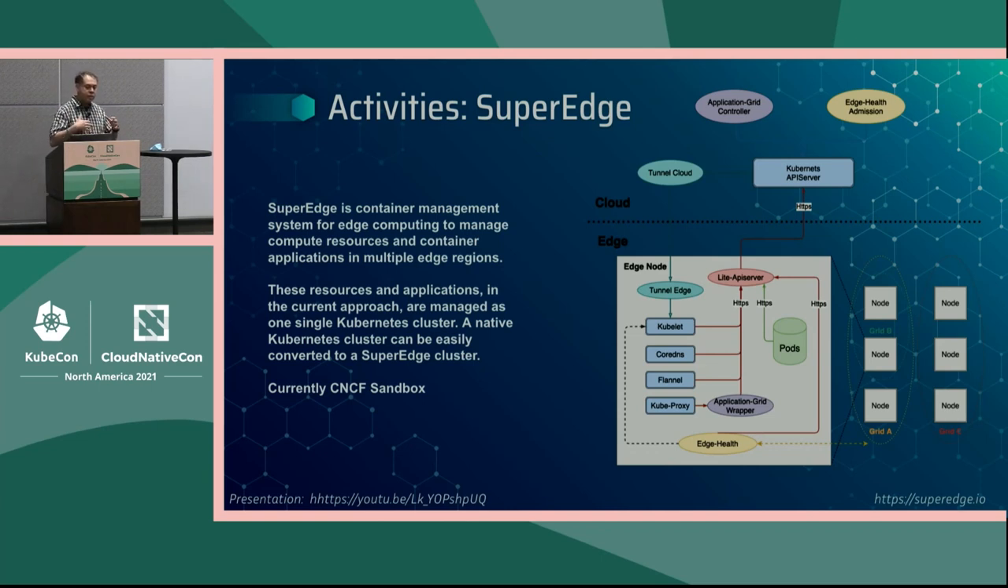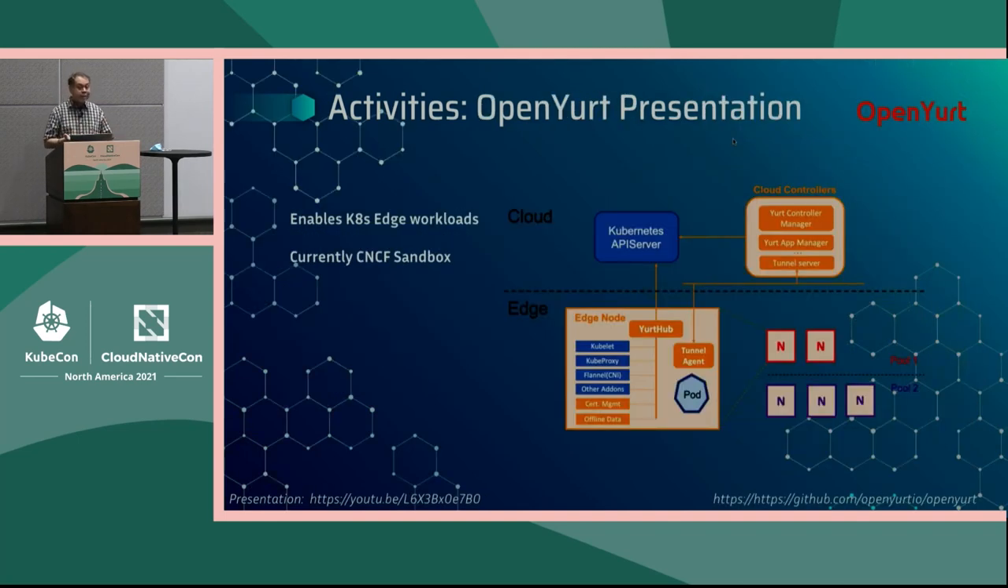So the CNCF is working on coming up with ways for end users to navigate this ecosystem. As you can see, SuperEdge is very similar to something like KubeEdge, and it's currently in the CNCF sandbox. Then OpenYurt is another project that is, again, very similar to KubeEdge and SuperEdge. So you have your edge component, and then you have the centralized component that can run in the cloud or your own data center, just to manage your workloads.